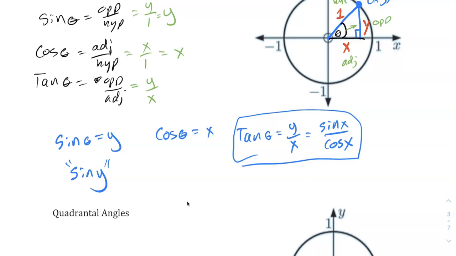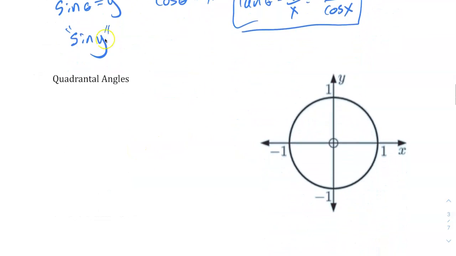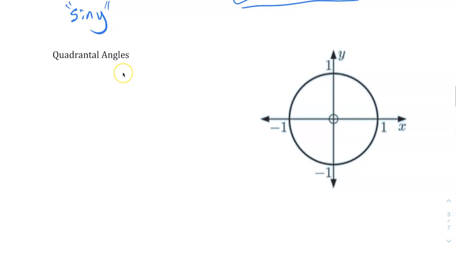It's dumb, but it works for me. Sine is the y value. Cosine is x. So let's use that. Let's talk about quadrantal angles. Quadrantal angles are angles that fall on the axes.